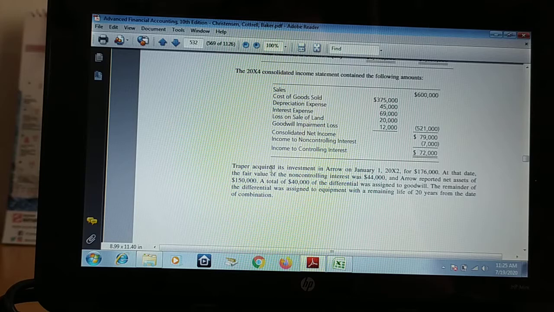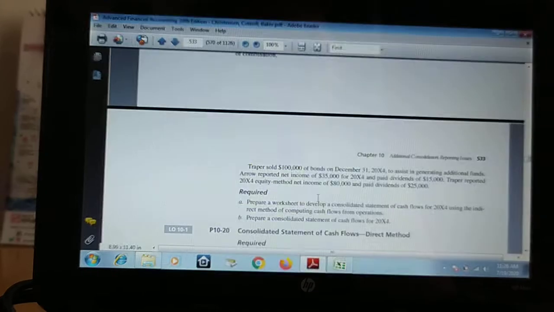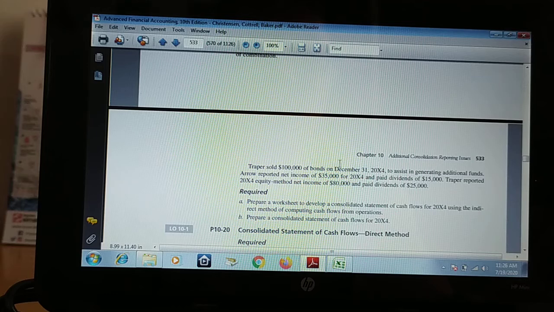Trapper acquired its investment in Aero on January 1st, 2002 for 176,000. At that date, the fair value of the NCI was 44,000 and Aero reported net assets of 150,000. A total of 40,000 of the differential was assigned to goodwill. The remainder of the differential was assigned to equipment with a remaining life of 20 years from the date of combination. Trapper sold 100,000 bonds on December 31st, 2004 to assist in generating additional funds.